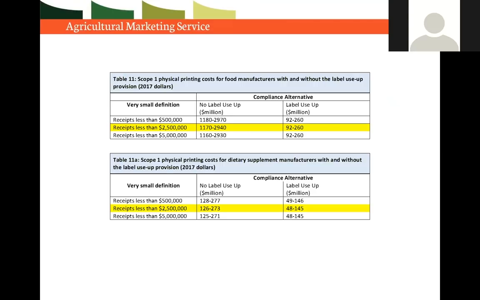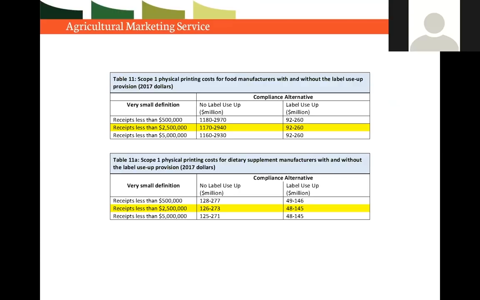Now, under the proposed rule, USDA seeks to minimize physical labeling costs by including a label use-up allowance that allows manufacturers to use up any existing labels printed before publication of the final NBFDS rule, with the requirement that all labels printed after January of 2020 contain the required BE disclosure. For the purposes of calculating printing costs, this is the practical equivalent of a 39-month compliance period, while ensuring disclosure occurs as expeditiously and practically within those 39 months.